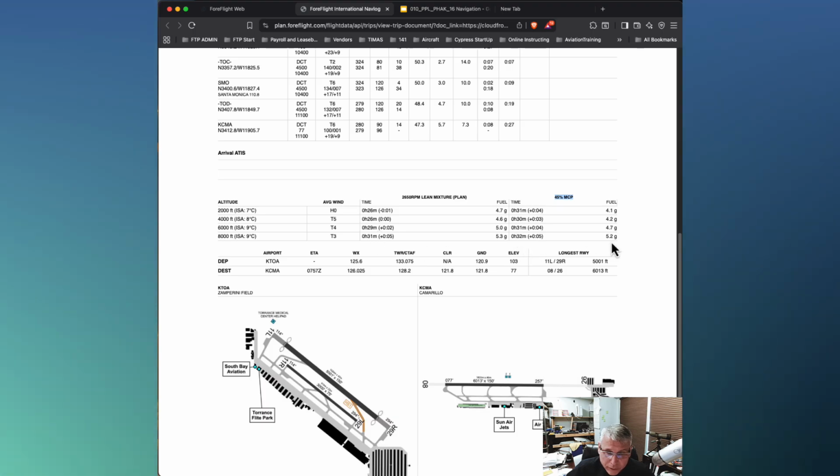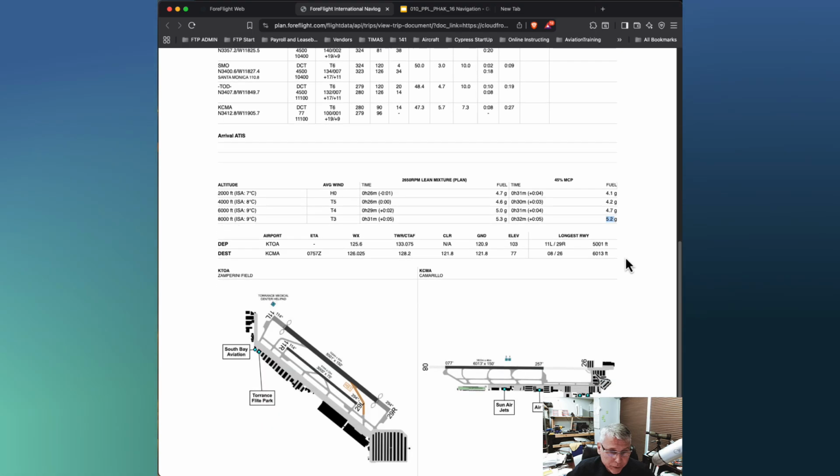Do I need, instead of 5.3, I'll burn 5.2. Is 0.1 gallons worth 1 minute, right? We're talking about small numbers, but when we start talking about multiple gallons, it does start to play into this when you're dealing with $8 a gallon for fuel.